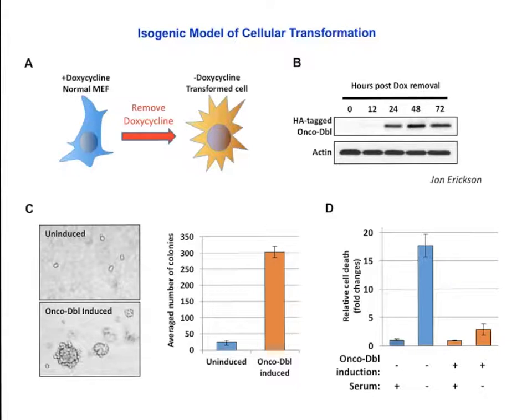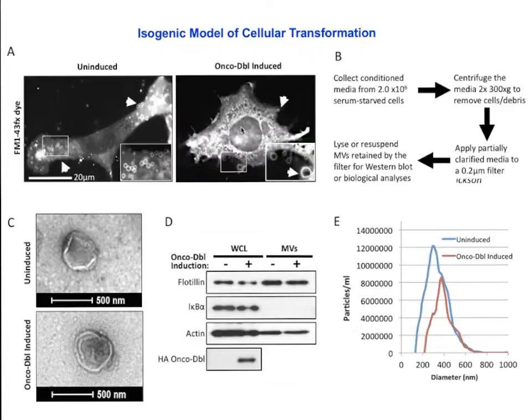Now we wanted to take this model, and going back to our initial question, how might the extracellular vesicles that are generated by cancer cells differ from those generated by normal cells? And we decided that we would induce OncoDbl expression for a very short period of time, just as these cells are going from basically a non-transformed state to a transformed state, and look at the vesicles these cells generated and see how they could be different. So this would be a very early stage event in cancer progression.